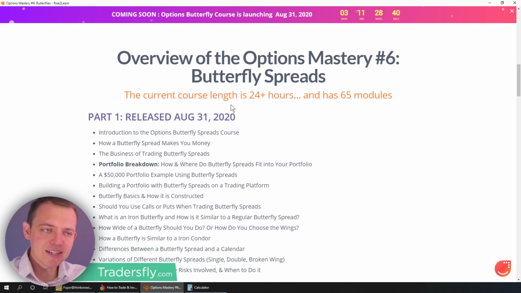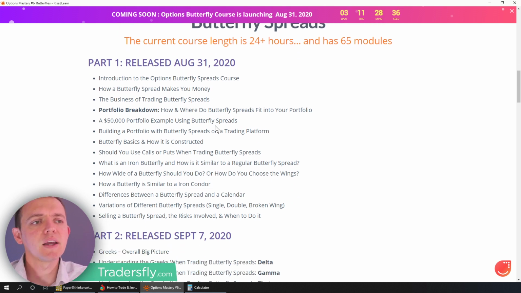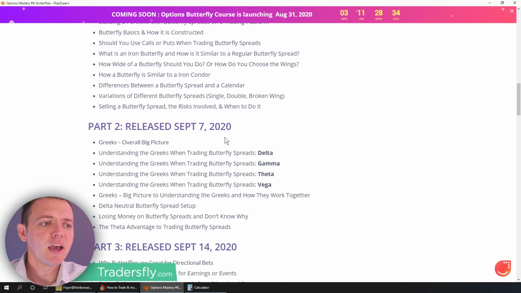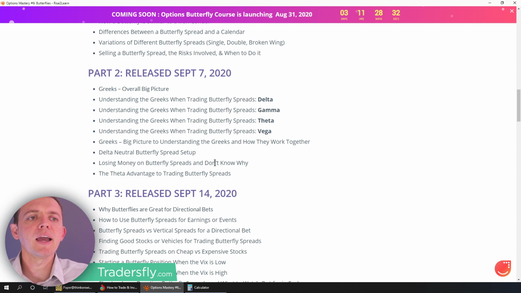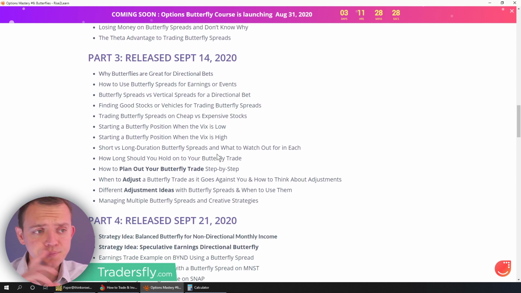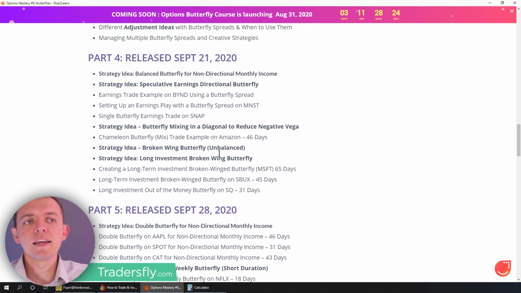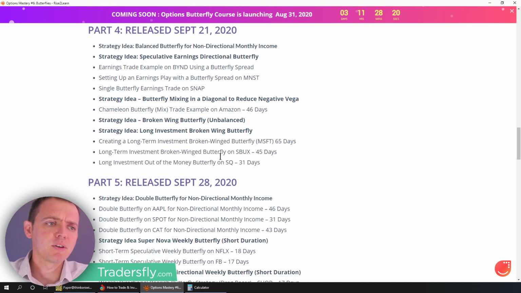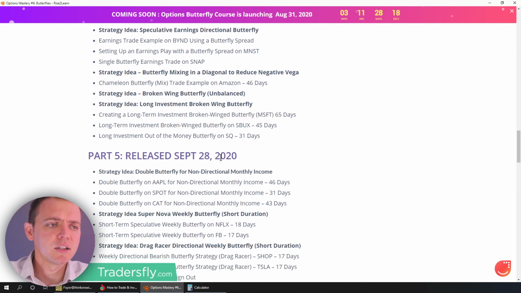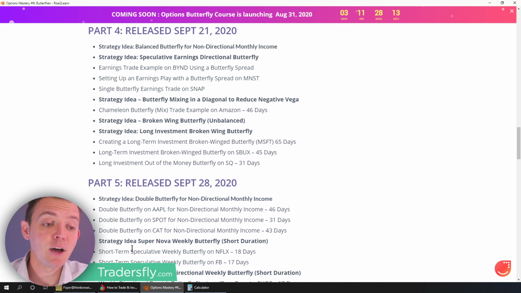Now, this course is detailed. We're going to release it in blocks, in stages. So part one will be released kind of the first week, and that'll be kind of the foundation of butterflies. And then we're going to get into kind of the Greeks and setting the butterfly spreads up. Then we'll get into planning out the trades, adjusting the trades, and then getting into strategy ideas over the next couple of weeks, such as speculative butterflies, broken wing butterflies, long investment butterflies, double butterflies, and many more. So there's a lot of beautiful butterflies out there.